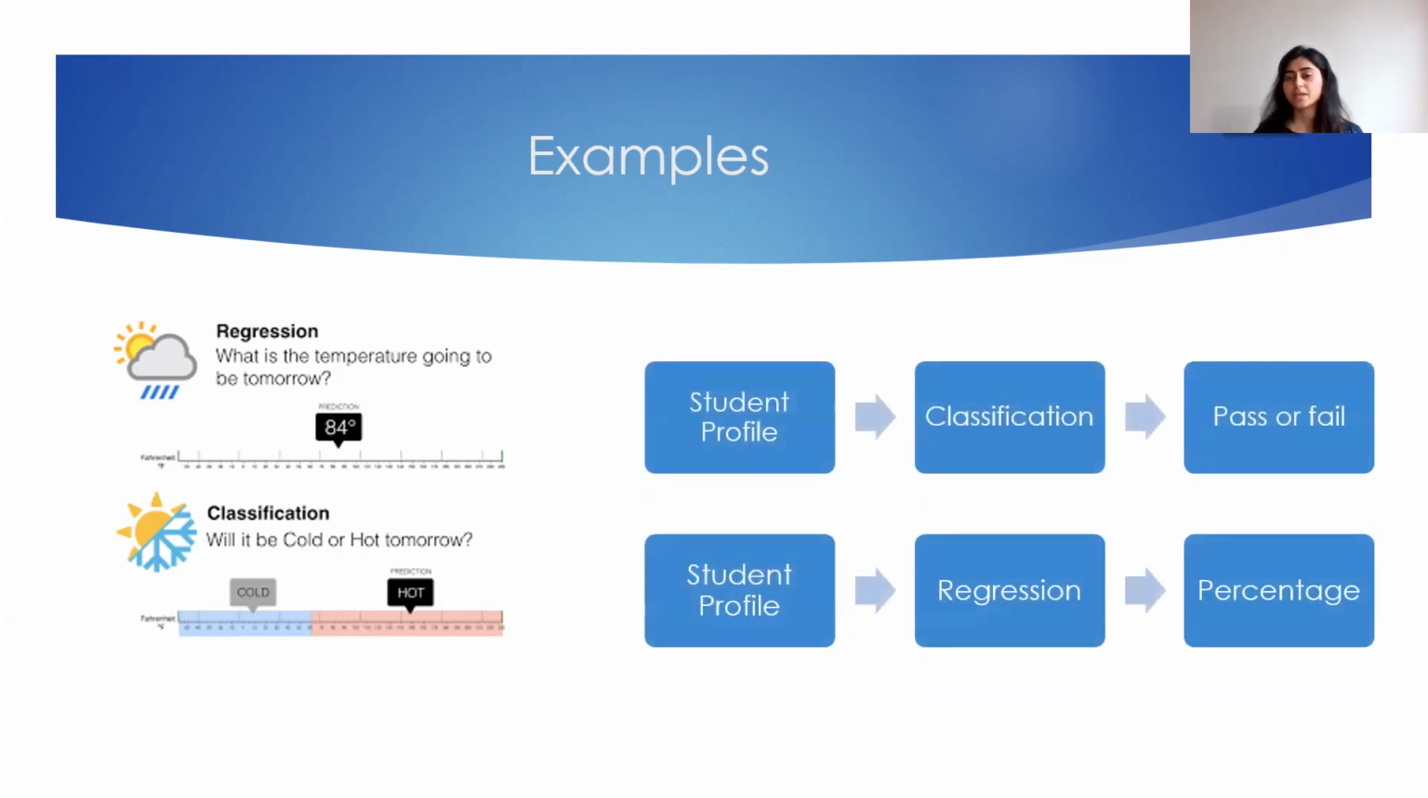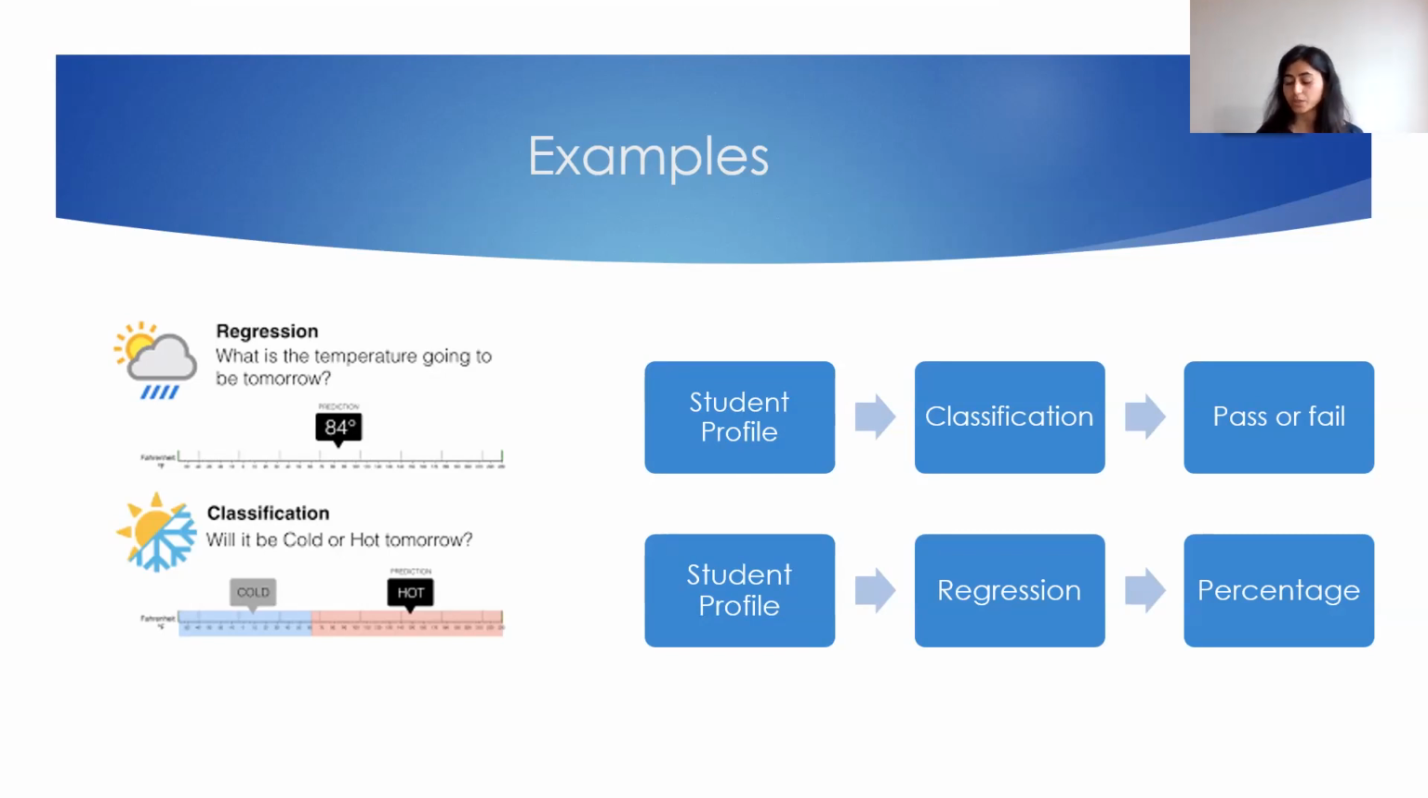The next example is a very simple example. Suppose we have a student profile and we just want to predict whether he passes or fails. This is a class, so this is a classification problem. And if we are going to find some percentage or some value, suppose average marks or total marks, that one is a regression problem. Now I hope the difference between regression and classification is clear.